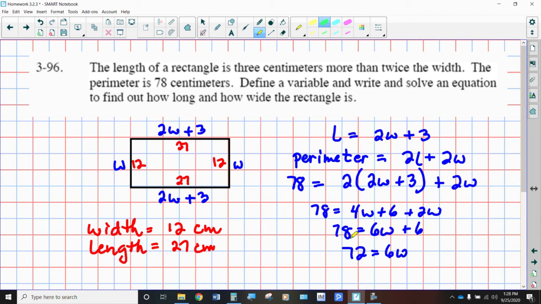Well, when you take away 6 from each side, that means that 6w equals 72. And then what do you multiply times 6 to give you 72 for an answer? That means that the width must be 6 centimeters. So let's go ahead and double that, which is 12, and then add 3, which makes the length 15. Check: 27 and 27 add up to 54, 12 and 12 make 24, and 54 and 24 make 78.